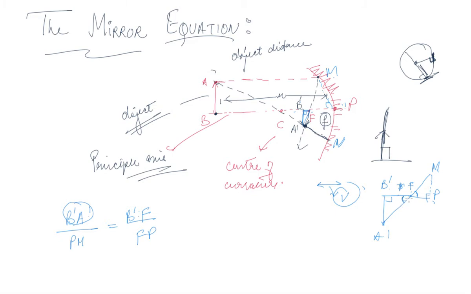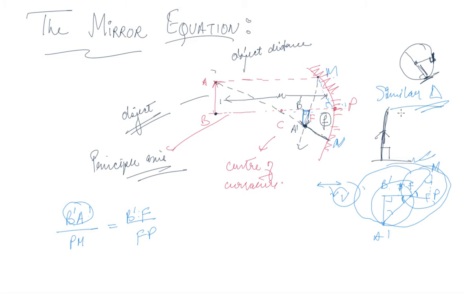If two angles of one triangle are equal to two angles of the other triangle, then we know that the third angle will also be equal. So if all the angles are equal, then we know that they are similar triangles. So we have established similar triangles. Please consult the geometry part if you have a bit of confusion.